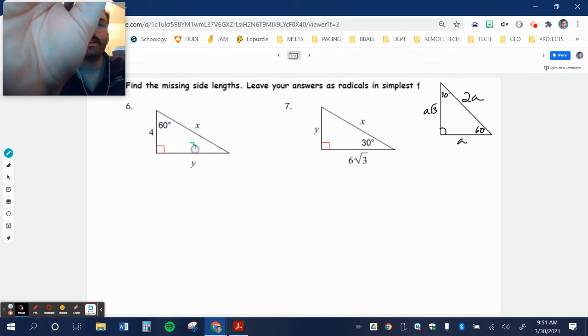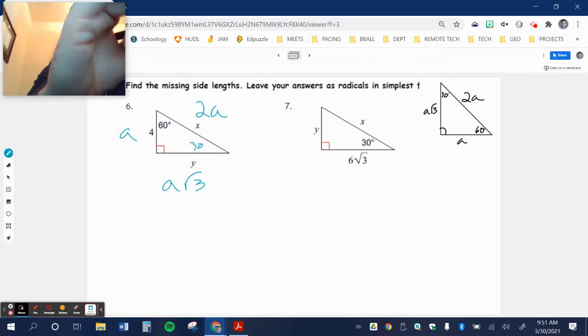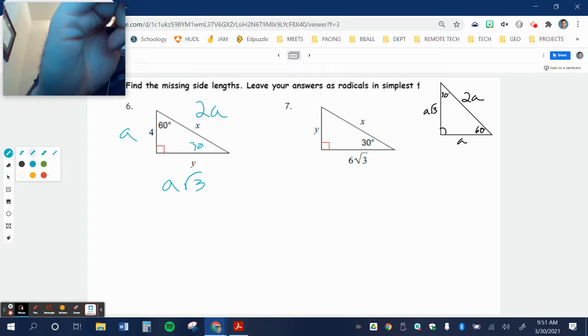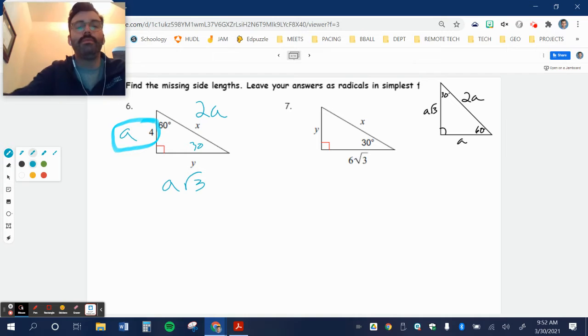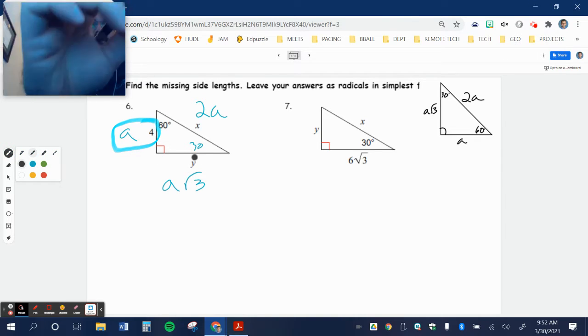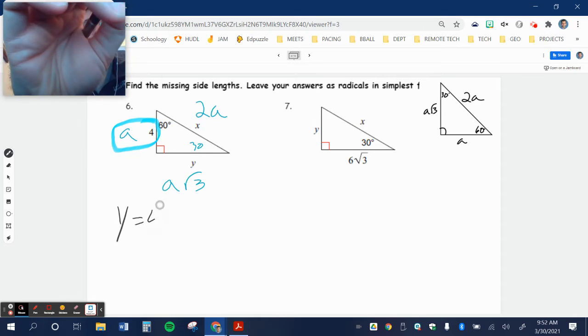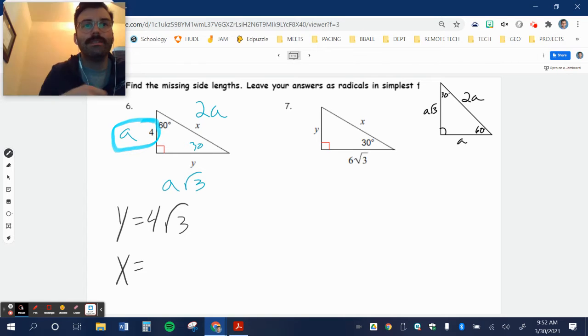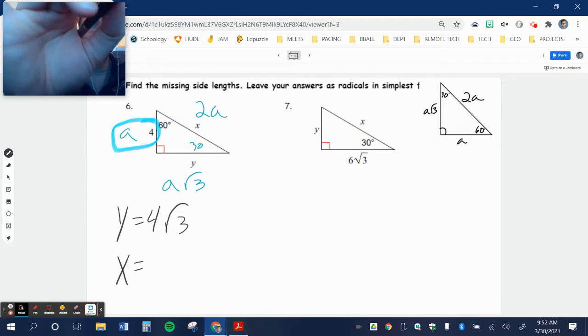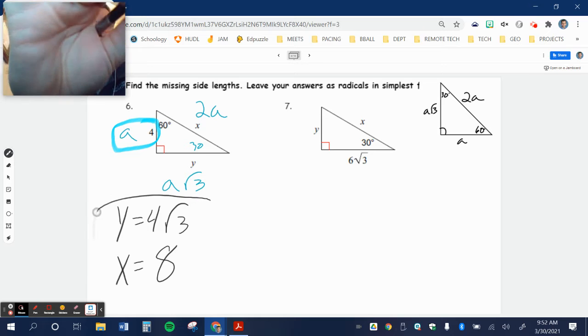So if that's 60, this has to be 30. So that makes this A radical 3, and 2A. Well, if you look at number 6, that's a lot easier for us. That tells me that A is 4. So I'm just going to plug 4 into my rule. Y is the A radical 3 side. Well, since A is 4, Y is 4 radical 3. X is the 2A side. Well, since A is 4, X is 2 times 4, so X is 8.